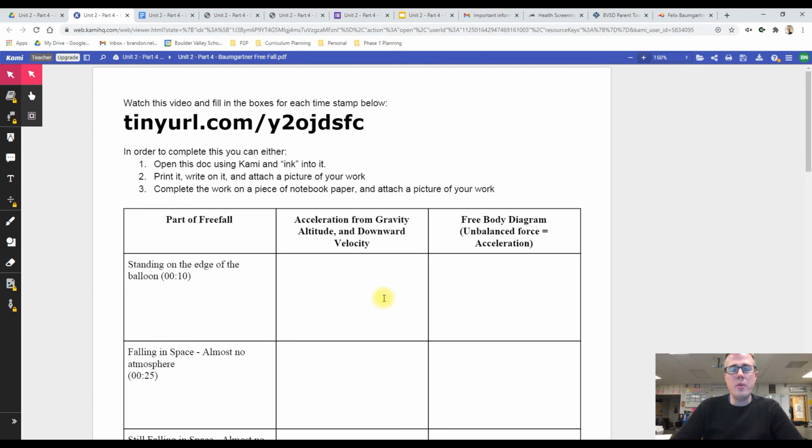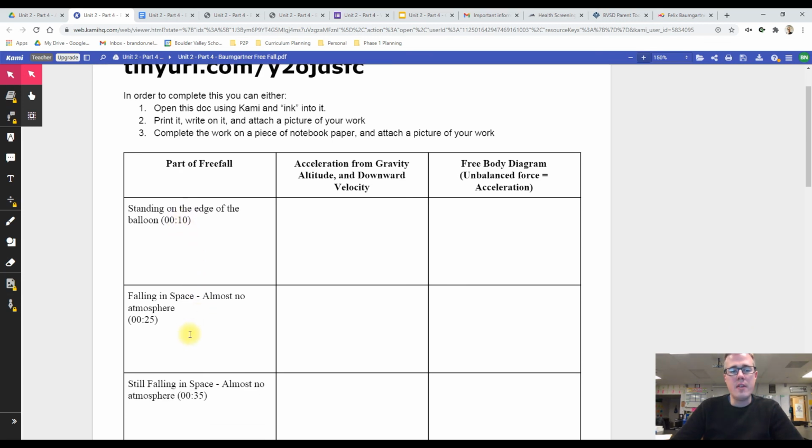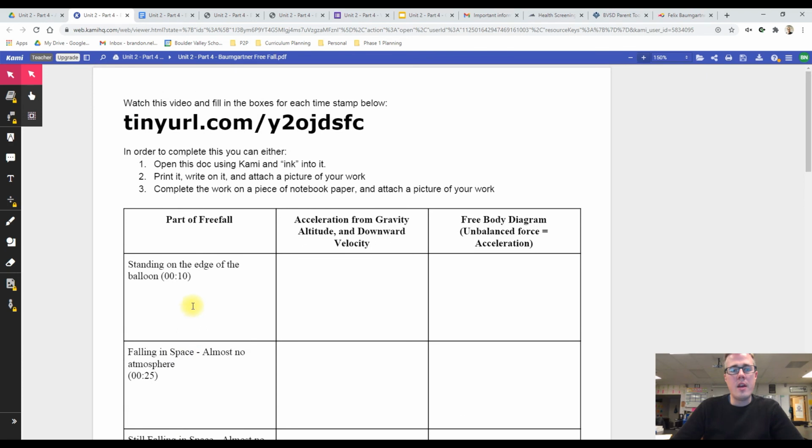Your job is to do two things for a couple of different scenes from the video. So I've given you a timestamp. The first one that we're going to do together is at just 10 seconds into the video, and then you can see the timestamps for the others. The first box is where we need to write in the acceleration from gravity, Felix's altitude, how high up he is, and what his downward velocity is. Then we're going to draw the free body diagram. So let's do the first one together.